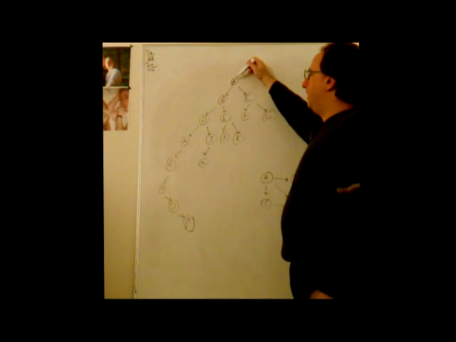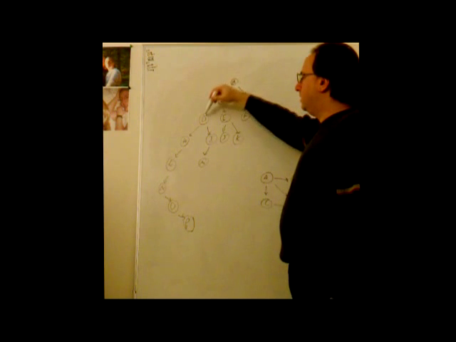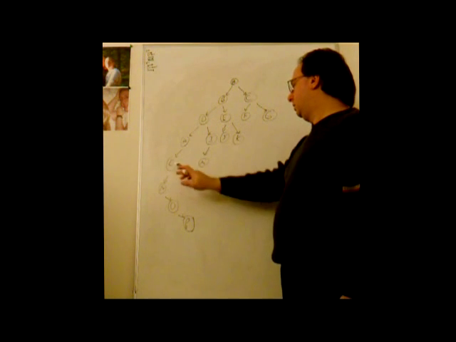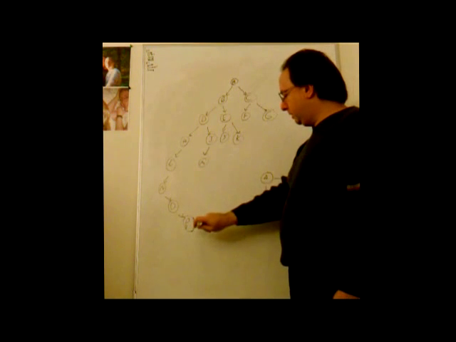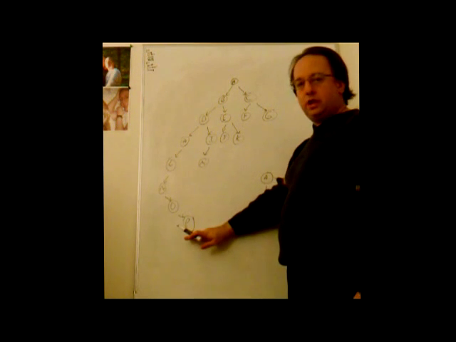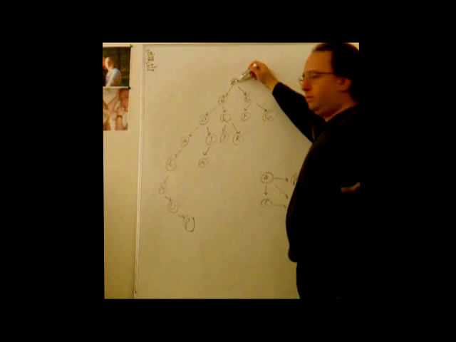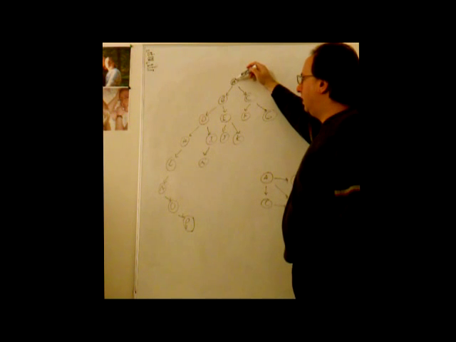So A to B, B to D, D to H, H to L, L to N, N to O, O to P. So we keep going like that. And when it gets down to P, there are no more nodes, so it stops. And now you go back up to A again and take the next route down.